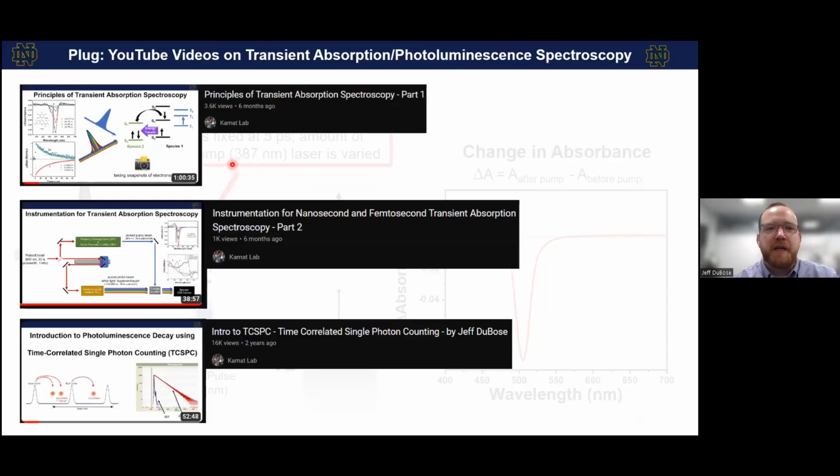I'll take a little bit of an aside here to mention, if you're interested in spectroscopy, this time-resolved transient absorption spectroscopy, over the pandemic, my little pandemic lockdown project was to record several YouTube videos explaining from very first principles what is the principle of transient absorption spectroscopy, what's the instrumentation for this, and also for time-resolved photoluminescence using TCSPC, there's also a YouTube video out there. So if you're a little spectroscopic curious, and you want to learn more about these techniques, these are really good resources that I'll plug real quick.